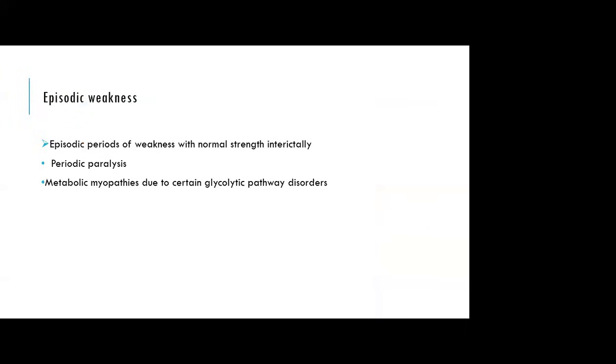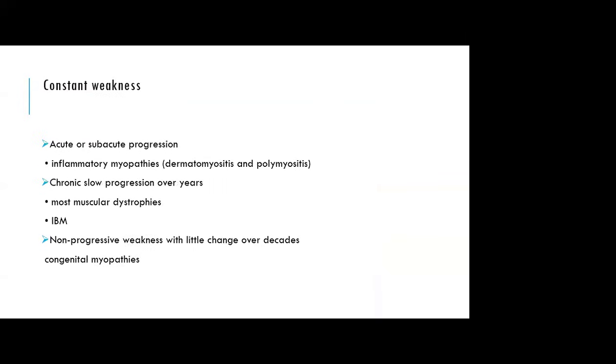The episodic weakness, episodic periods of weakness with normal strength interictally will be periodic paralysis, metabolic myopathies due to certain glycolytic pathways. The constant weakness, we have acute or subacute progression. The common example is inflammatory myopathies, that is dermatomyositis or polymyositis. Whereas chronic slow progression over years, most of the muscular dystrophies are chronic slow progressing over years. Even IBM can also have a chronic slow progression. Whereas non-progressive weakness with little change over decades is the congenital myopathies.